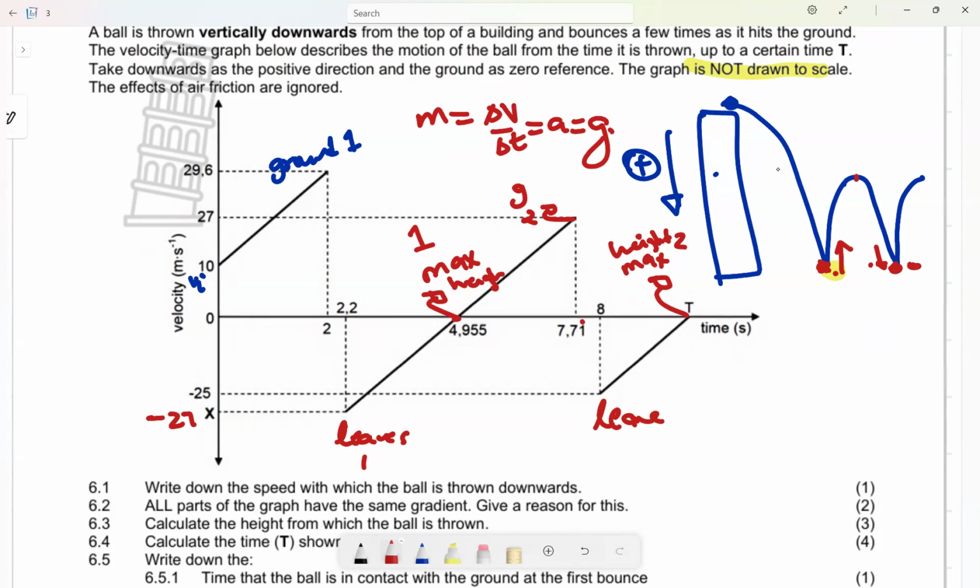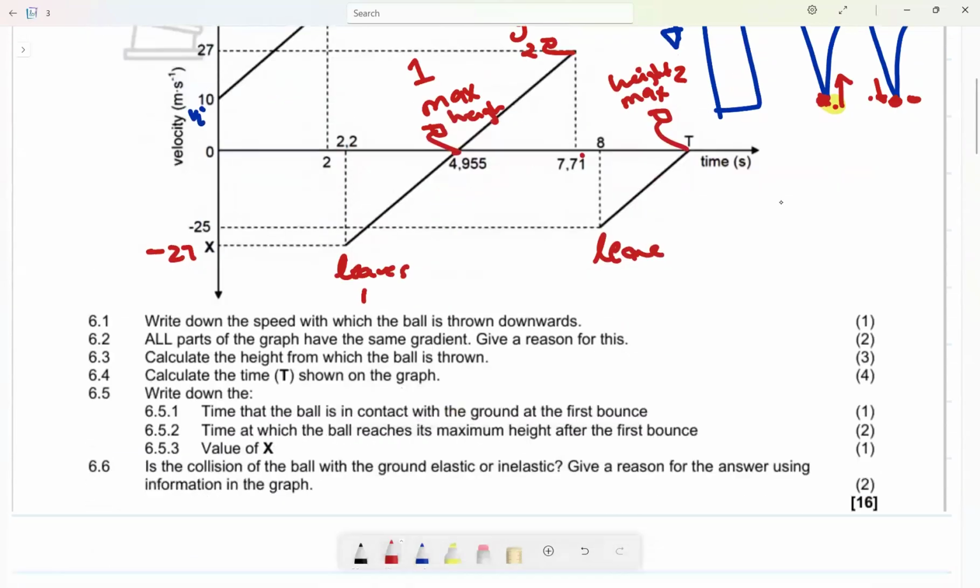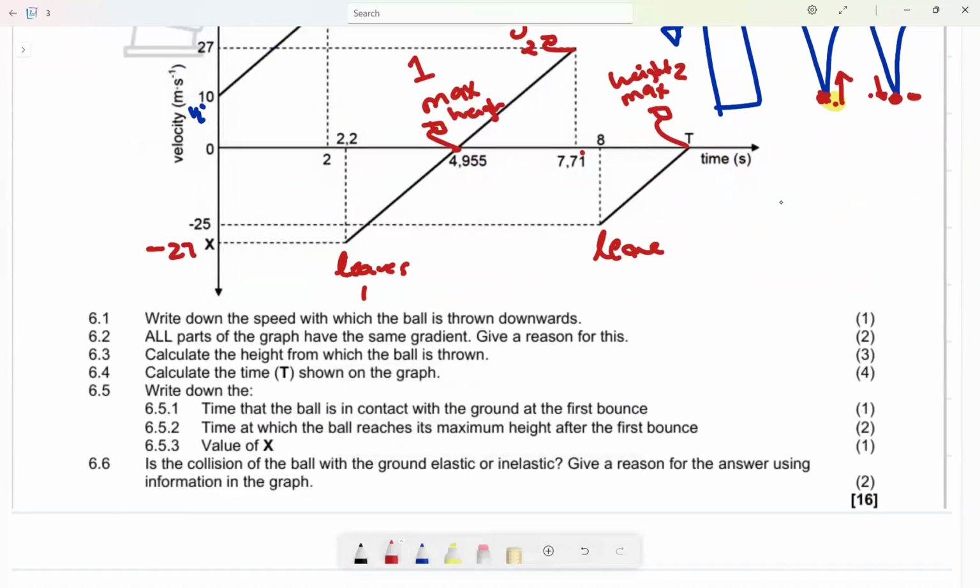Now let us be in a position of answering the questions. Write down the speed with which the ball is thrown downwards. This is the initial velocity, the velocity it starts with, which is 10 meters per second.